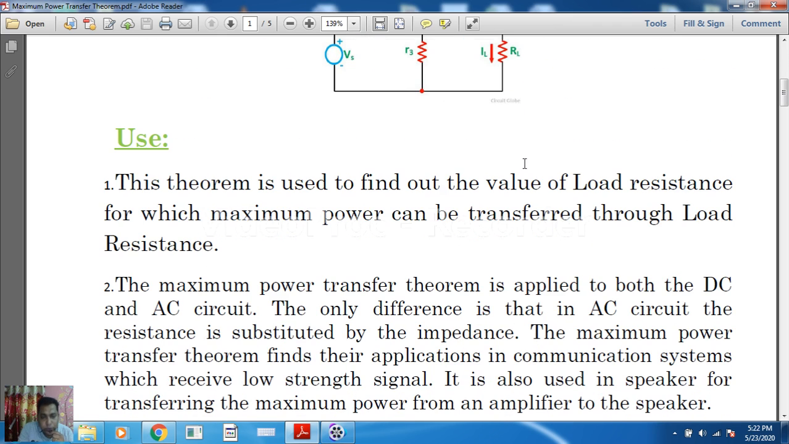Now coming to the use. The theorem is used to find out the value of load resistance for which maximum power can be transferred through the load resistance. We have already discussed that one. Okay, now point number 2.